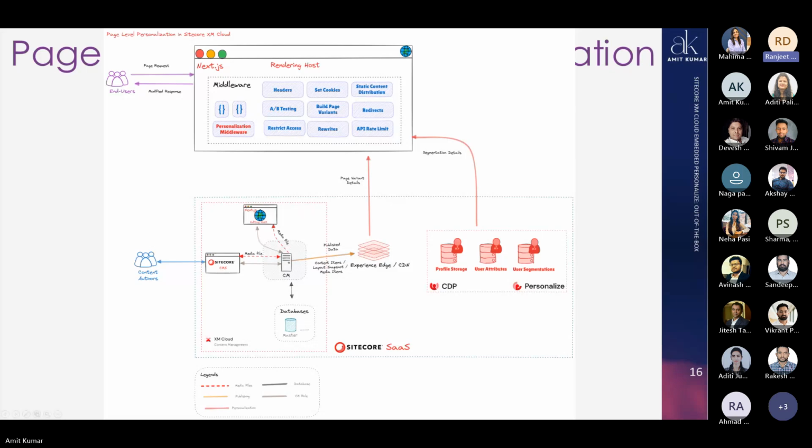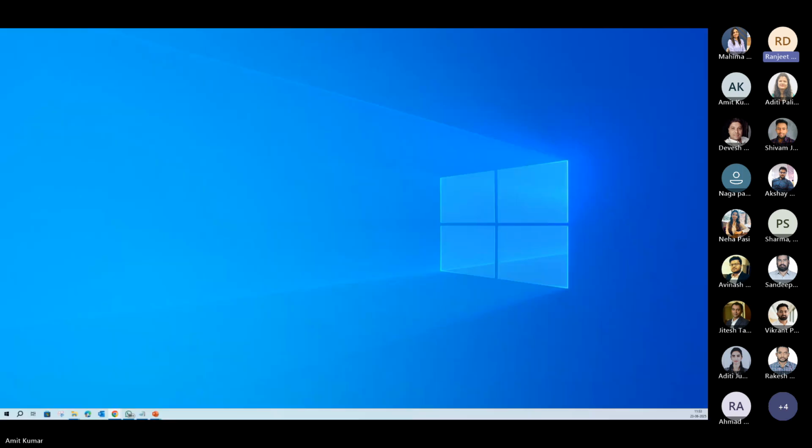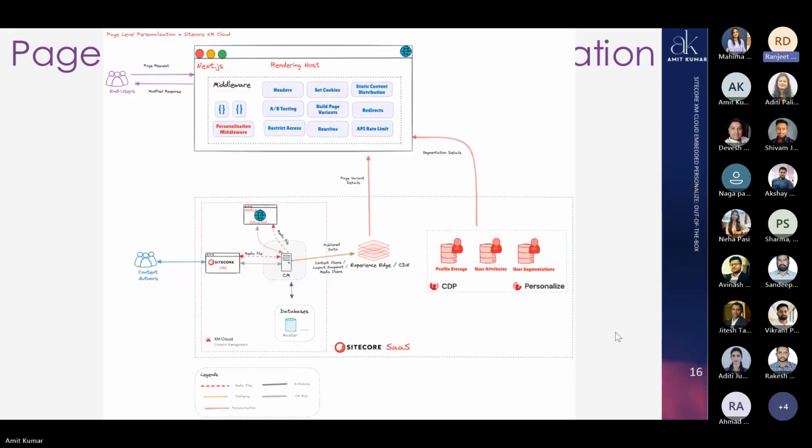Secondly, there is a middleware handling, which is called the personalization middleware. This layer within Next.js handles logic such as checking headers, setting cookies, building page variants, or anything like that. It is also performing A/B testing and enforcing redirects and rate limits based on the user's segment. It dynamically determines which variant to serve. So the personalization middleware is the most important thing, which handles everything, and it is based on user segment. It dynamically determines which variant to serve and which variant to not.